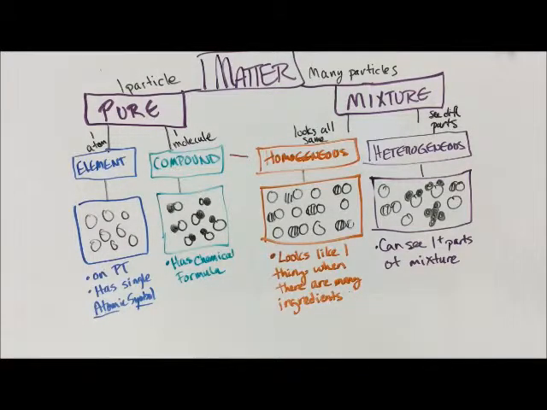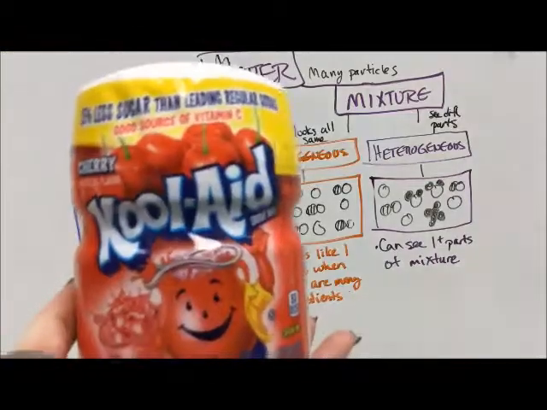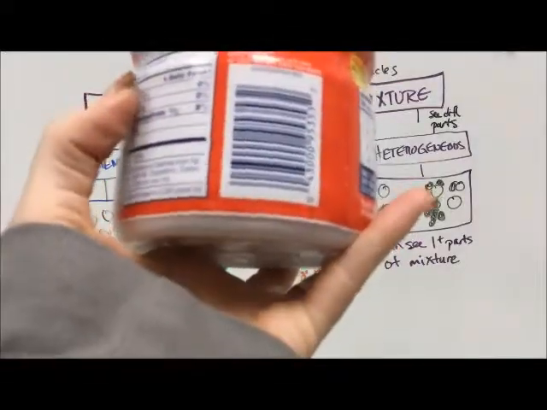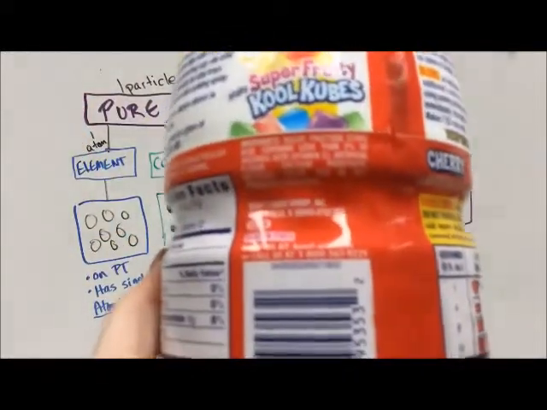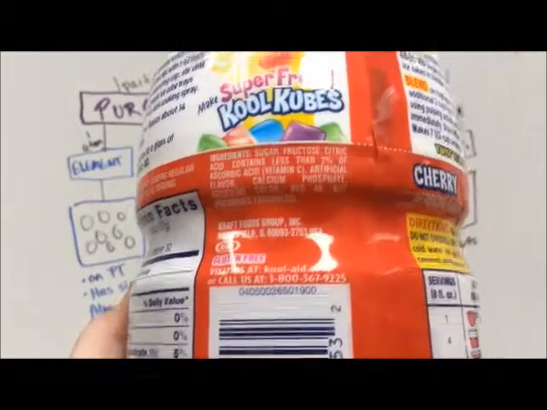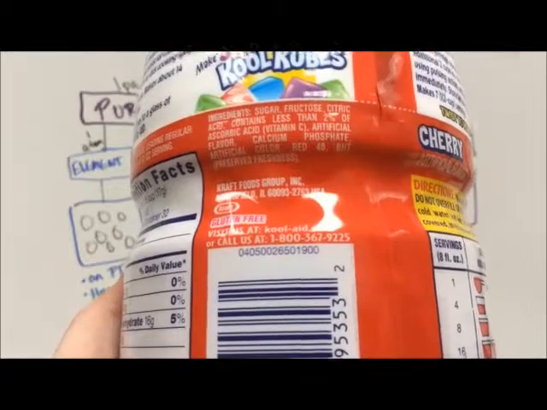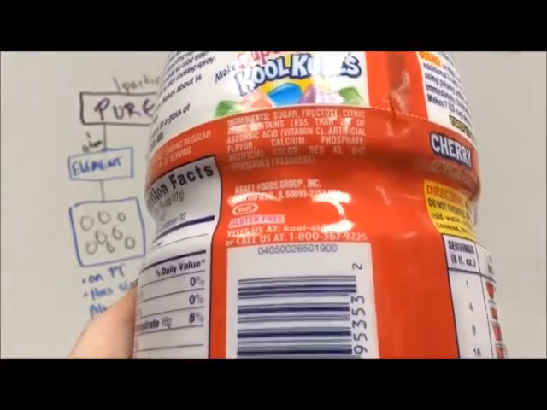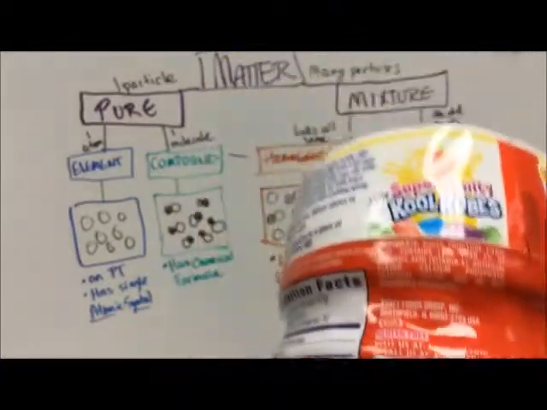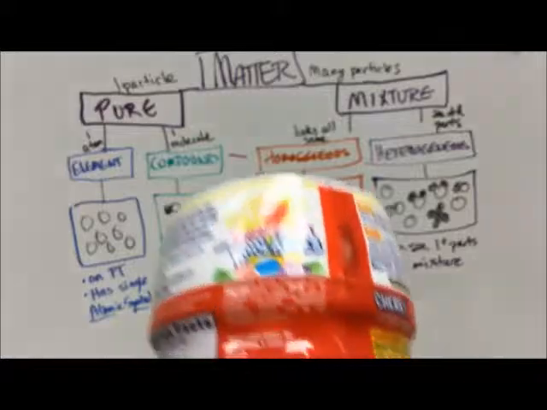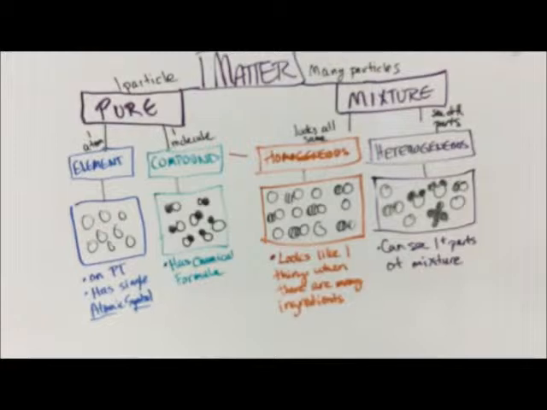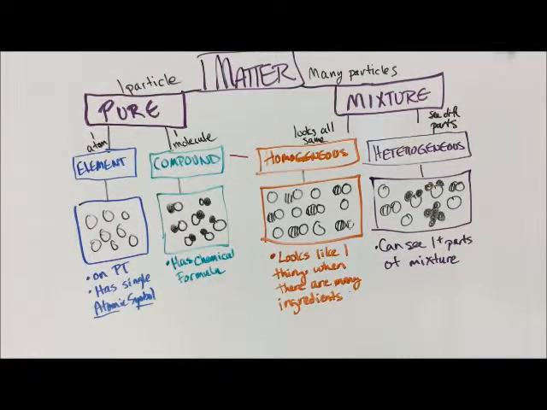So how about we take a look at Kool-Aid? When it comes out, it's kind of a reddish powdery substance. And if we look, there are our ingredients: sugar, fructose, citric acid less than 2%, ascorbic acid, artificial flavor, calcium phosphate, artificial color red 40, BHT preserves freshness. So this is definitely going to be a mixture. When we mix it in with water, it's homogeneous, as we saw earlier. You can kind of see the sugar in it here, so we could also say it's heterogeneous. But we know it's a mixture for sure from that.